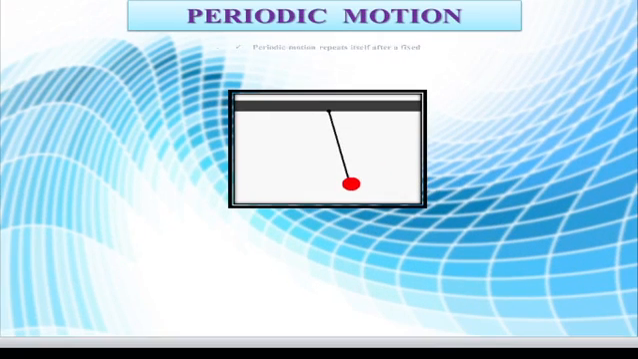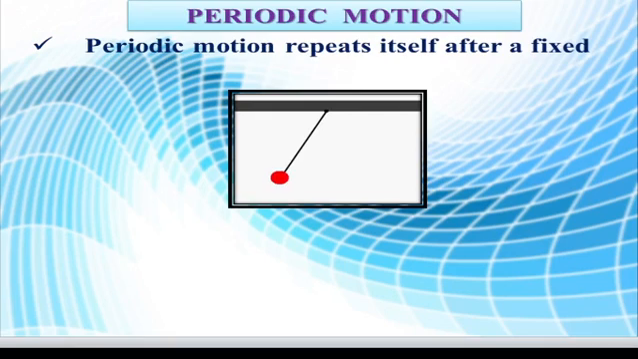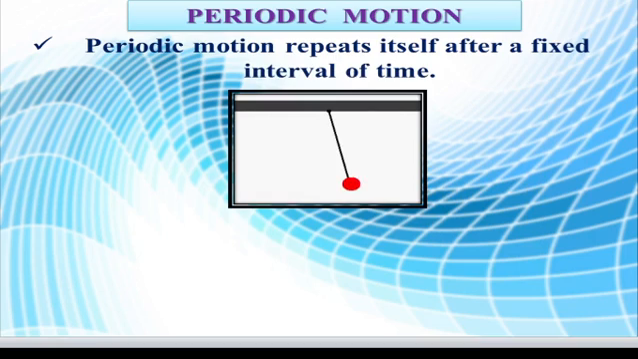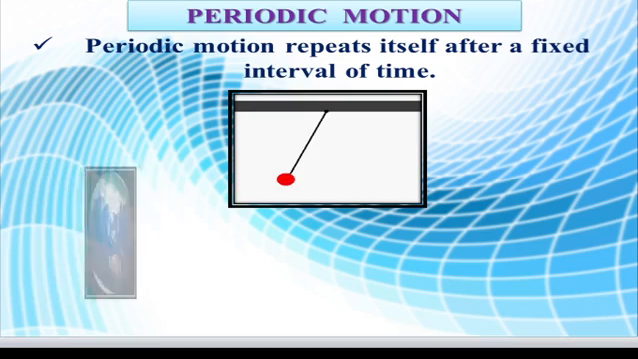First, periodic motion. What is periodic motion? Periodic motion repeats itself after a fixed interval of time. That is important. That means, for example, when a simple pendulum oscillates, the interval of each oscillation should be equal. So, periodic motion repeats itself after a fixed interval of time.